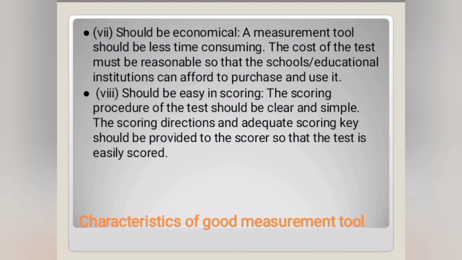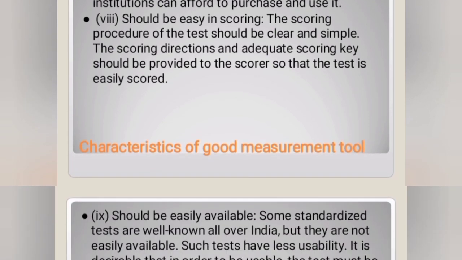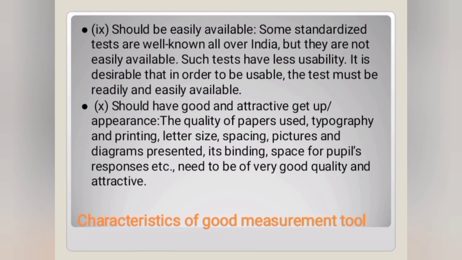The scoring procedure of the test should be clear and simple. The scoring directions and adequate scoring key should be provided to the scorer so that the test is easily scored. Now, ninth characteristic of a good measurement tool is should be easily available. Some standardized tests are well known all over India, but they are not easily available. Such tests have less usability. It is desirable that in order to be usable, the test must be readily and easily available.